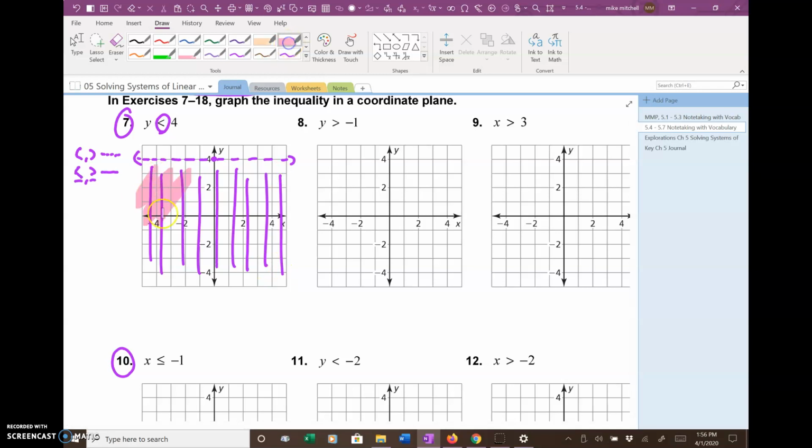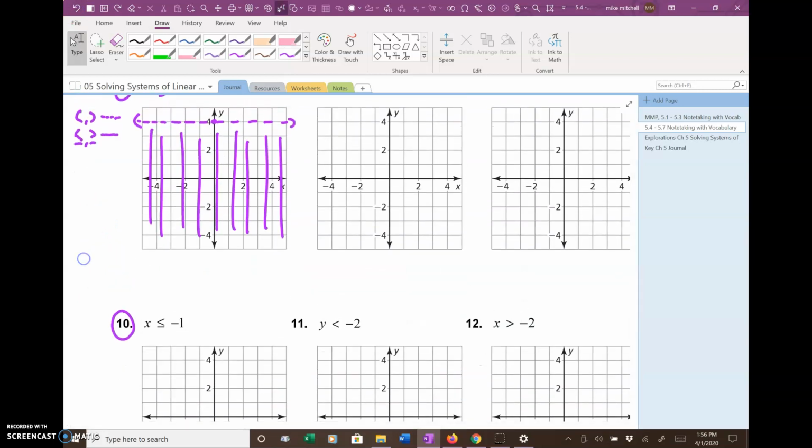Book shades like this, that's fine. You can do that if you want. I usually don't change pens, just a little quicker doing it the other way. Oops, I need my pen back.